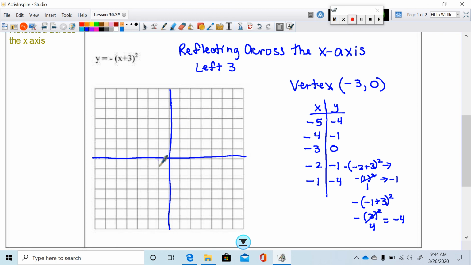Okay, negative 5, negative 4. 1, 2, 3, 4, 5. 1, 2, 3, 4. Negative 4, negative 1. 1, 2, 3, 4, 1. Negative 3, 0. 1, 2, 3, 0. Negative 2, negative 1. And negative 1, negative 4. And that's the parabola. Next one.